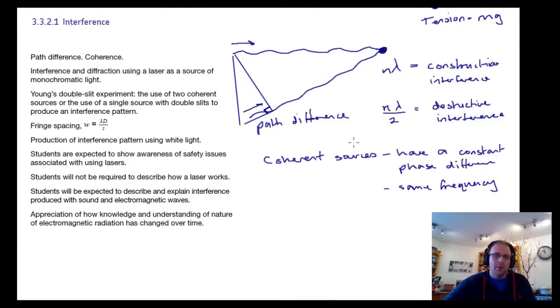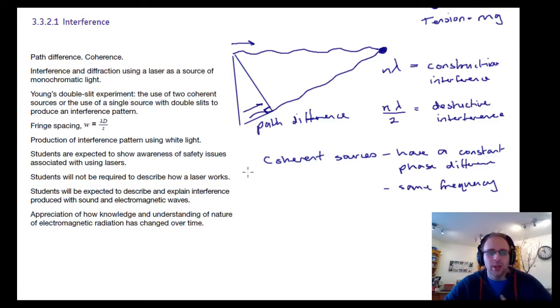So one way we can get coherent light, because we're going to talk about light first. We can talk about anything. We can talk about water waves, any kind of waves will interfere with each other, will superpose. But for us, we're going to talk about Young's double-slit experiment. So we're going to talk about lasers as an easy way of getting coherent light.